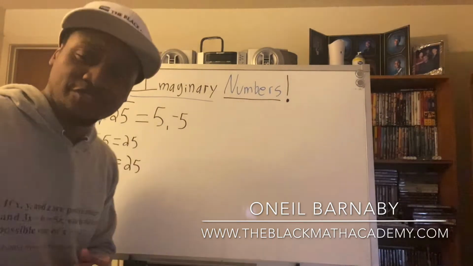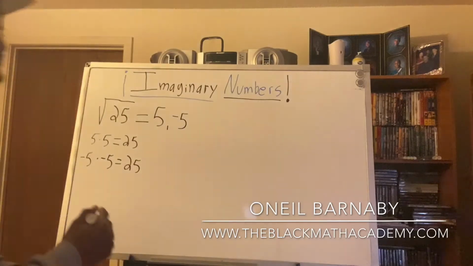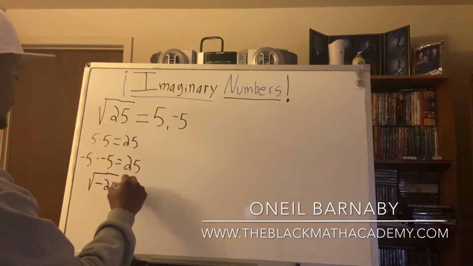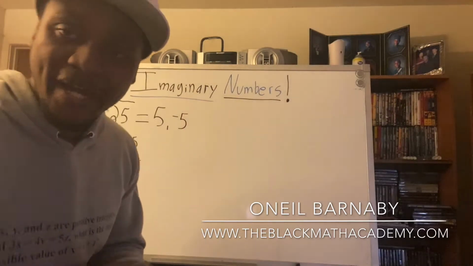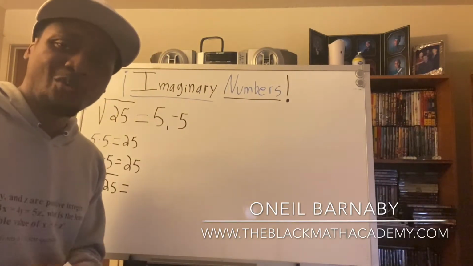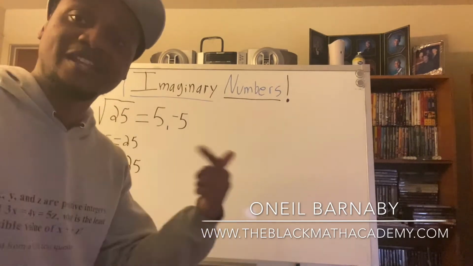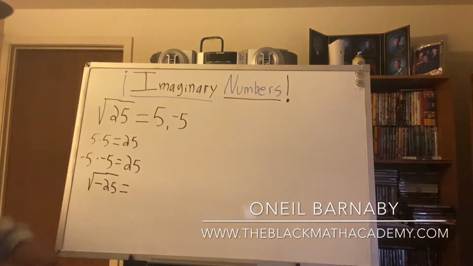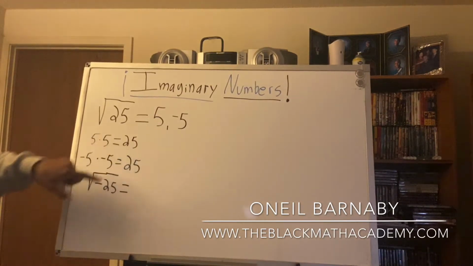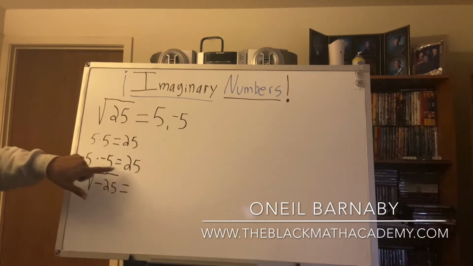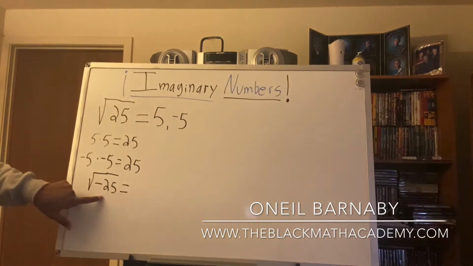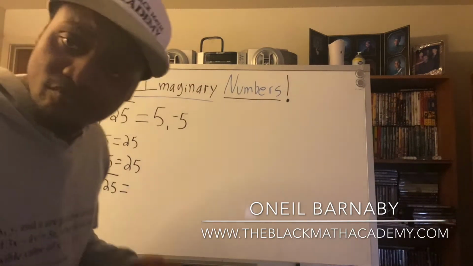But let's say you're trying to take the square root of a negative number. So let's say the square root of negative 25. Well, by definition of square rooting, this problem is impossible. There's no way to find a number that when you multiply it by itself gives you a negative answer. Because as we can see, two positives, 5 times 5, gives you another positive answer. And two negatives, negative times negative, also gives you a positive answer. So there's no way to take some number that when you multiply it by itself gives you a negative answer. So it's impossible.